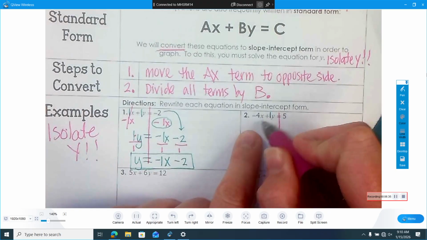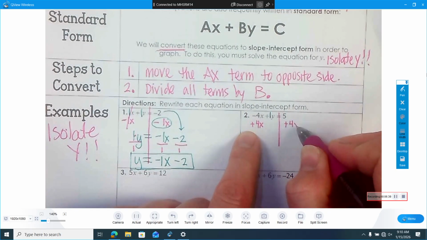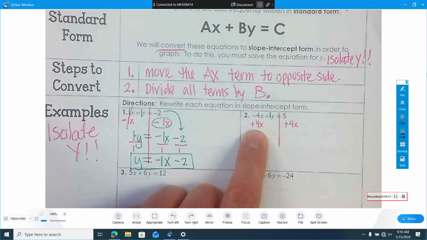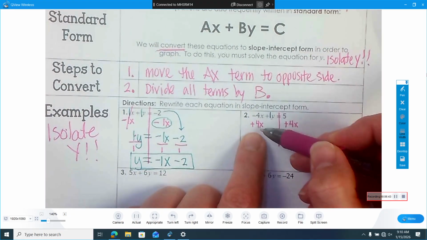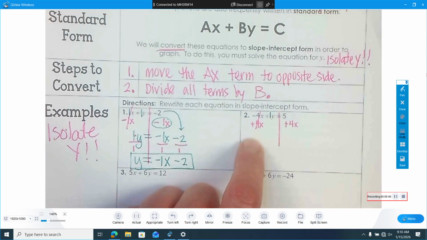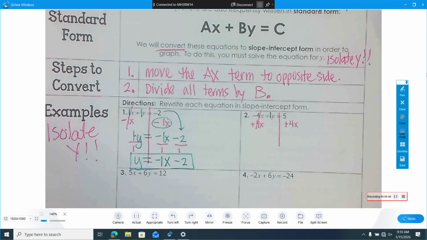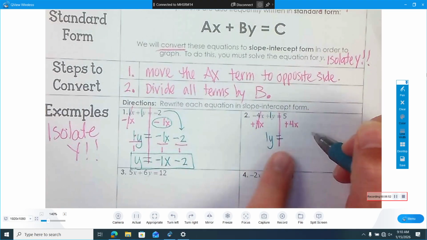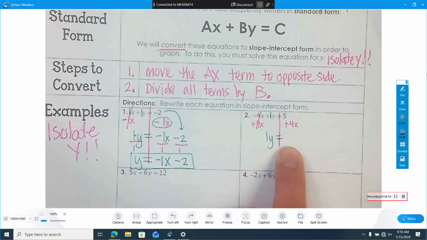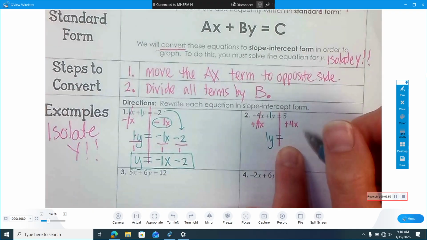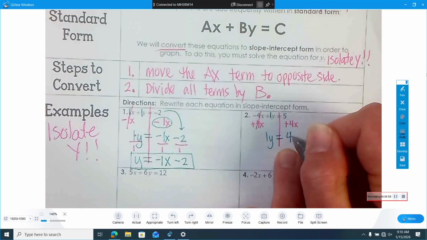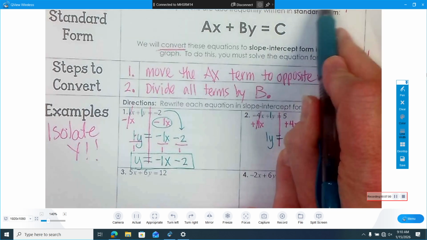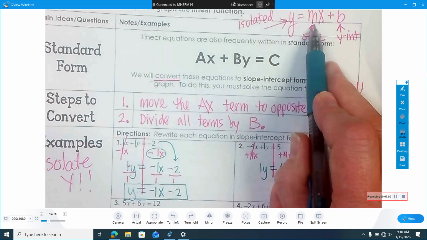I want to move this x term, so we're going to move that to the opposite side by doing the opposite. So right now it's a negative 4x. We're going to add it to the other side. So positive 4x and negative 4x go away. That leaves me with 1y is equal to, what should I have here on the right-hand side now? 5 plus 4x. I'm going to write it 4x. I want the x term first so it matches my slope-intercept form.